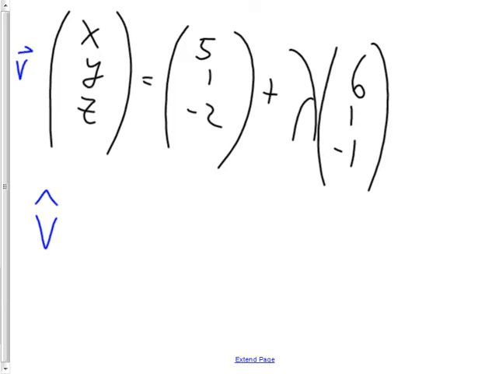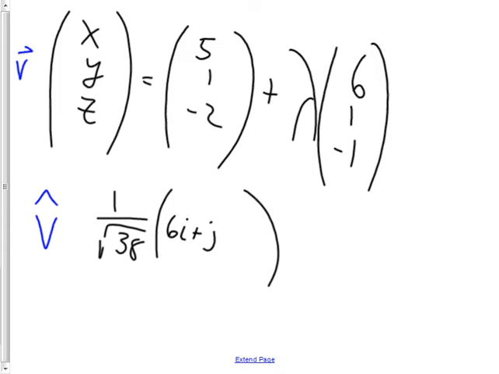DH, start us off. Well, okay, yeah. 1 over, what was it again? Square root of 38, thank you. And all right, I'm going to write it this way, but you could have used a column vector. 6i, 1j, negative 1k, or just negative k.